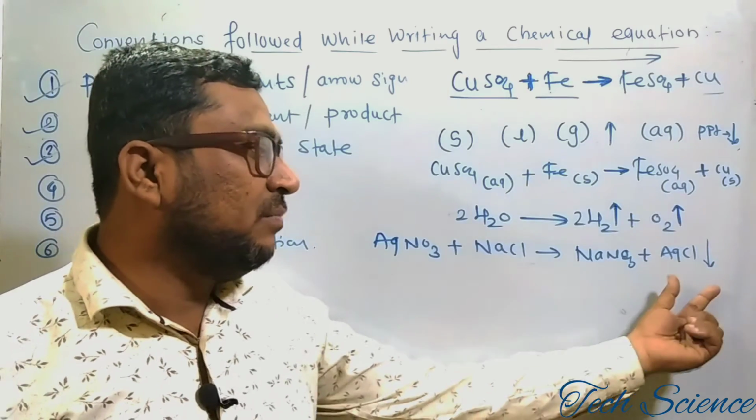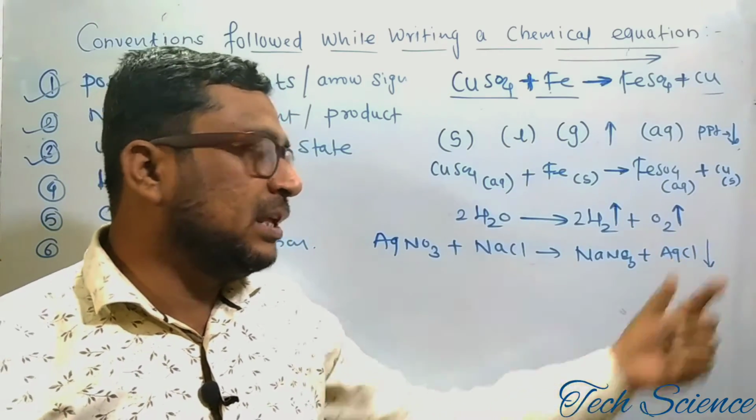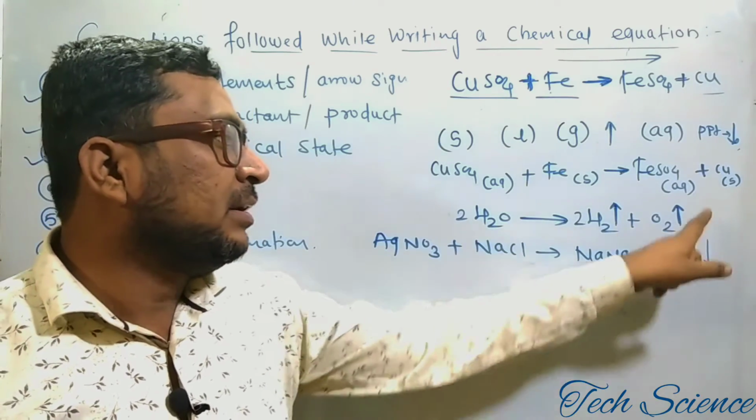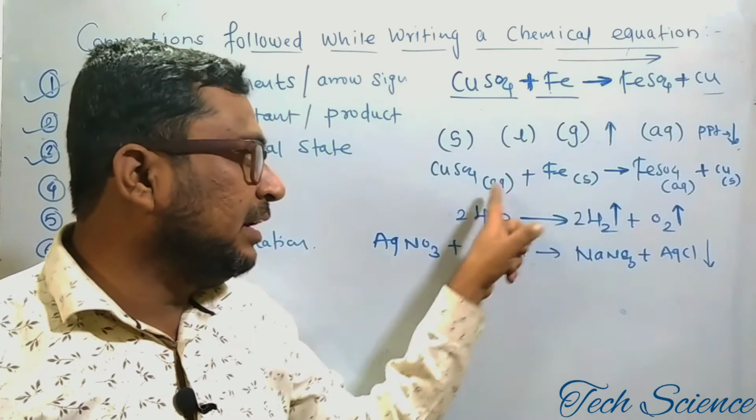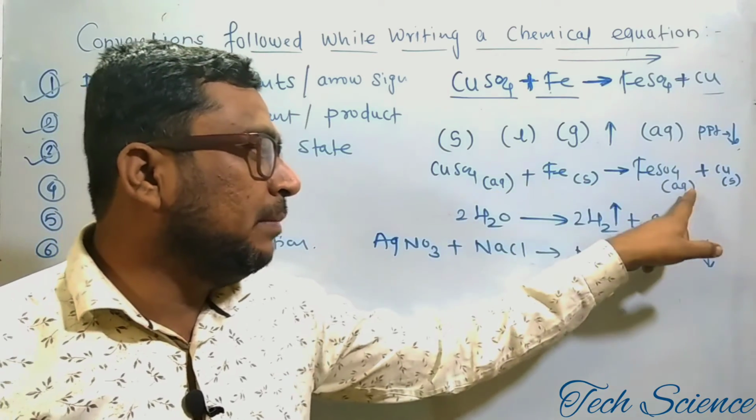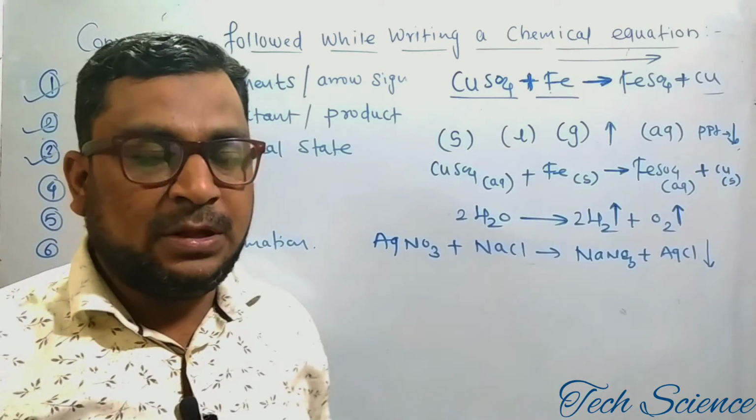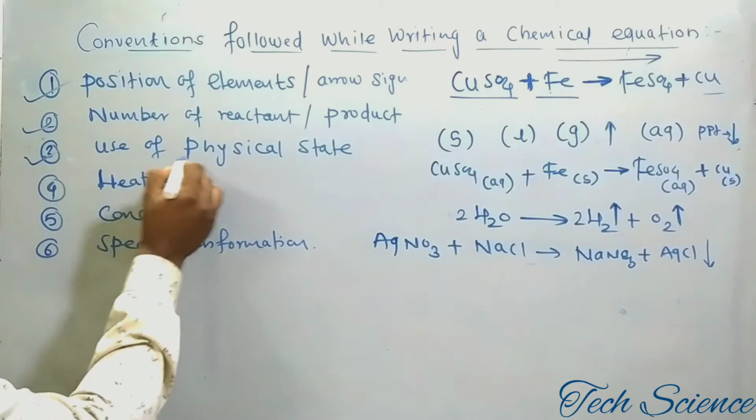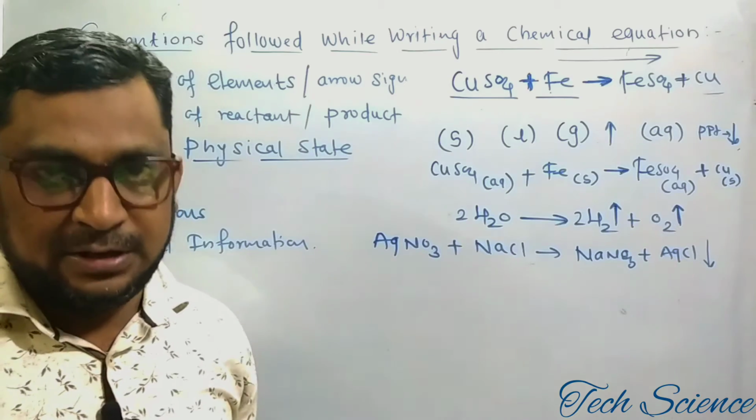So this is the meaningful information you got. This indicates that PPT has been formed. What does this indicate? Liberation of gases. What indicates solid state? It may be aqueous state, it may be solid state, it may be aqueous, solid, and so on. That's why the chemical reaction should be more readable, more informative for you. So this is the third convention. You have to mention the physical state at the bottom side of the chemical reaction.